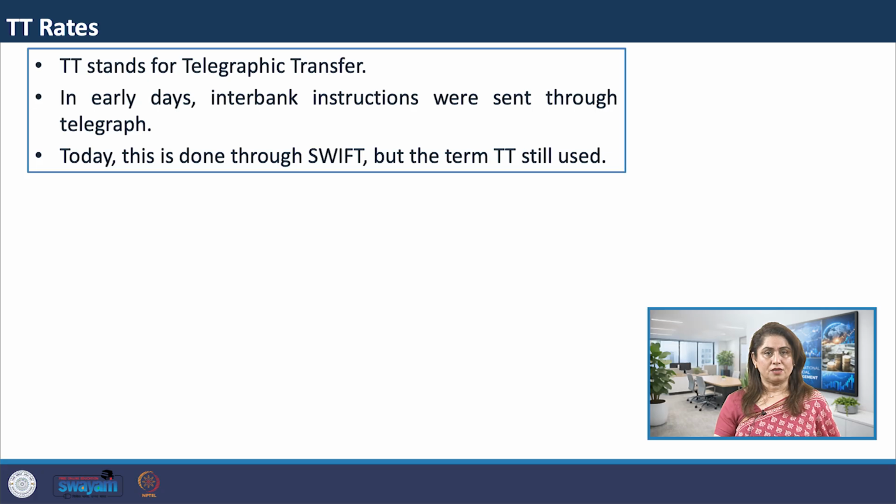The level of risk depends largely on the type of transactions involved. Broadly, foreign exchange transactions can be divided into TT transactions and bills transactions. Let us discuss TT transactions. Look at this slide. TT stands for telegraphic transfer. This is the oldest terminology. It goes back to the days when interbank instructions were sent by telegraph. Today, this is done through SWIFT, but the term TT has stayed.